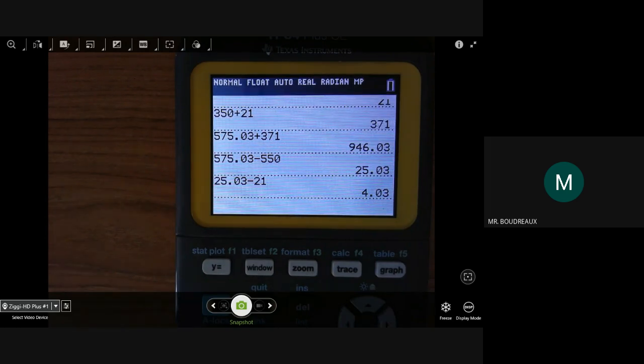So there are a lot of questions that you can be asked when it comes to simple and compound interest. And these are all the steps in the calculator.